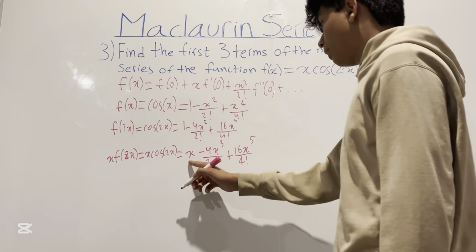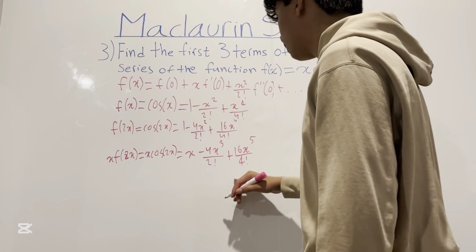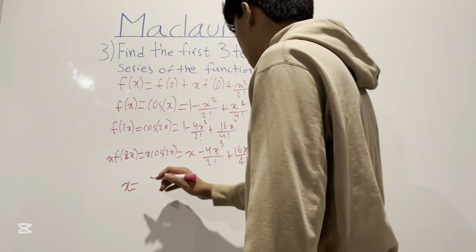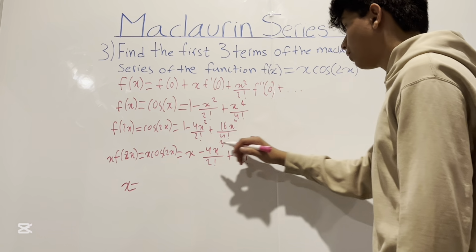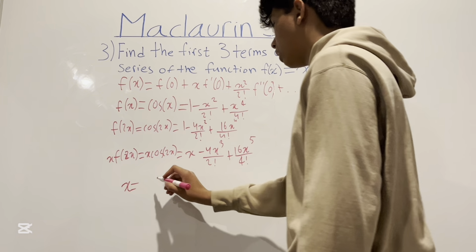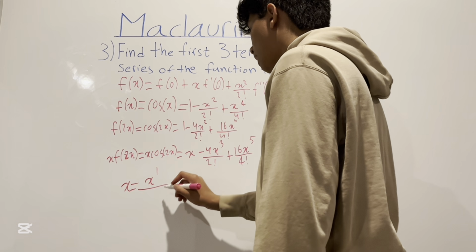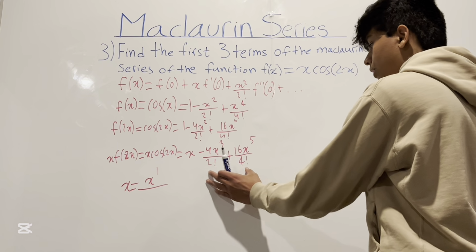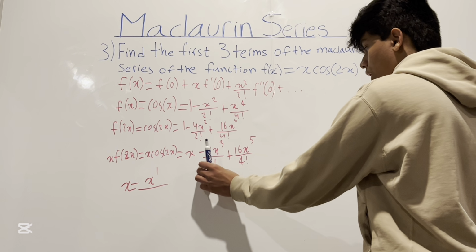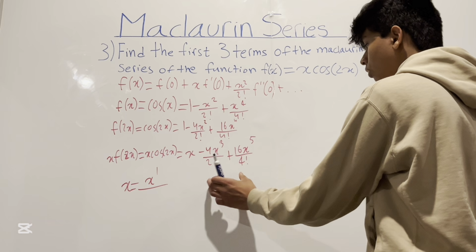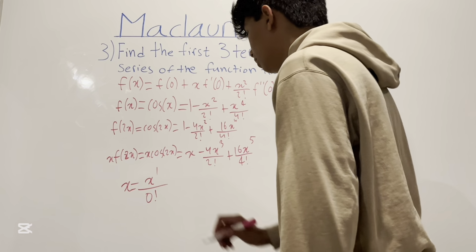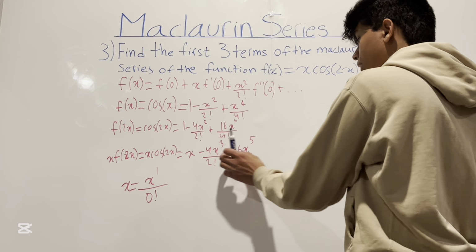So let's write x in terms of these two terms here. So x is equal to, and I see here that the exponents differ by 2. So 5 minus 2 is 3, so 3 minus 2 is 1. So x to the 1 divided by, and in the denominator with the factorials, I see 4 factorial and 2 factorial. 4 and 2 differ by 2, so 4 minus 2 is 2, 2 minus 2 is 0. So 0 factorial.